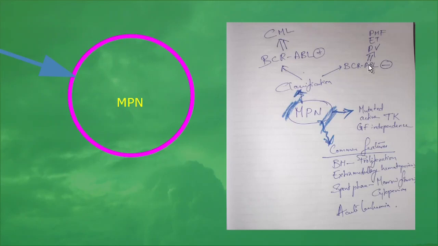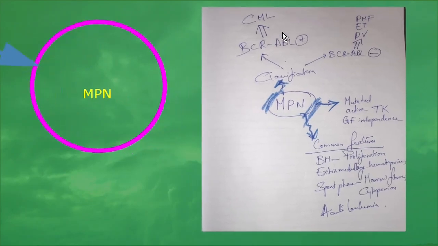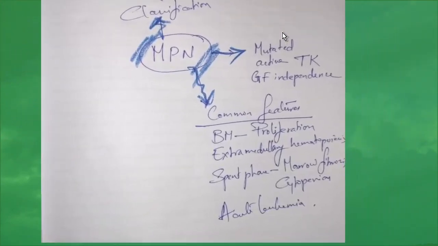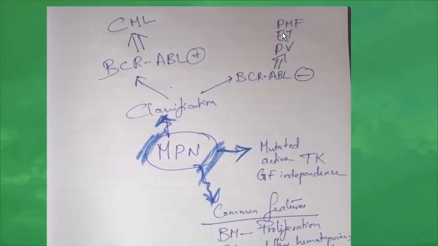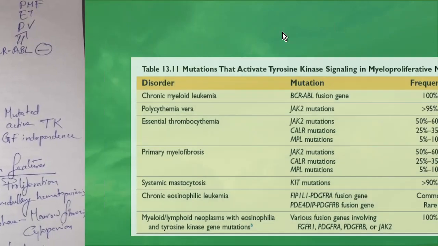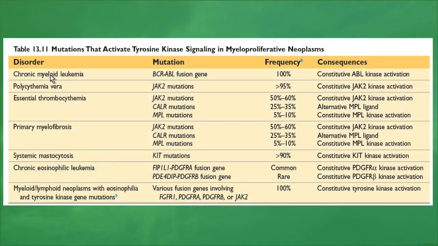Now, classification of MPN. Basically, MPN is classified into two types: BCR-ABL positive and BCR-ABL negative. BCR-ABL positive MPN is CML, or chronic myeloid leukemia. And BCR-ABL negative can be different types like Polycythemia Vera, ET, PMF, etc. So these are the myeloproliferative neoplasms.